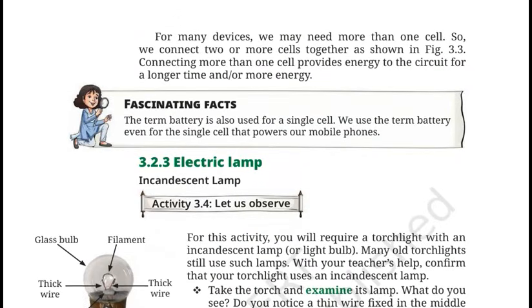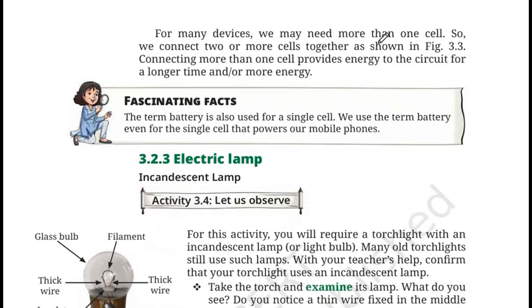So for many devices, we need more than one cell. So we connect two or more cells together and they form a battery, just like we saw in figure 3.3. Okay, connecting more than one cell provides energy to the circuit for a longer time and or more energy.